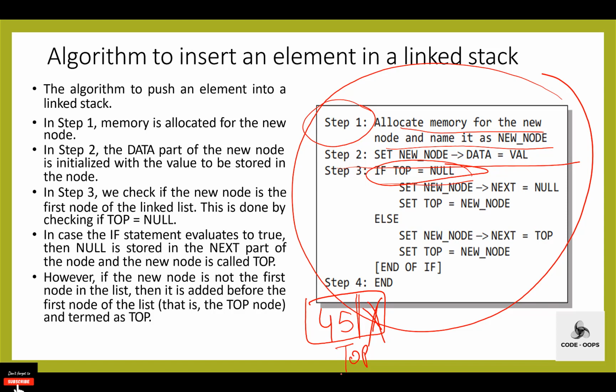However, if the new node is not the first node in the list, then it is added before the first node of the list, that is the top node. Set new node next is equal to top and set top is equal to new node. This is a complete algorithm to insert an element in a link stack.